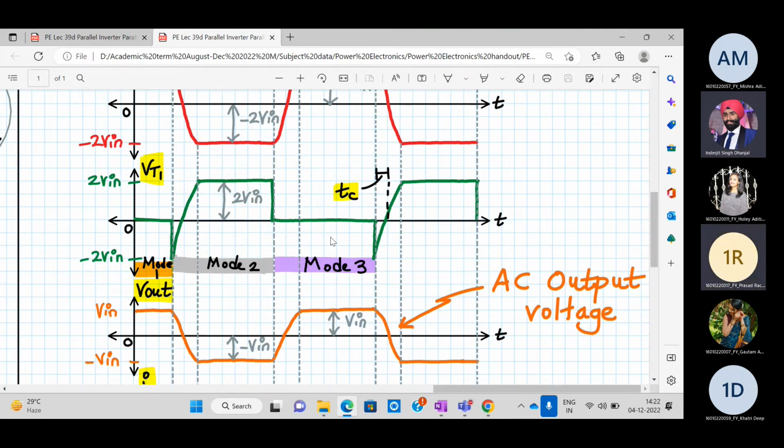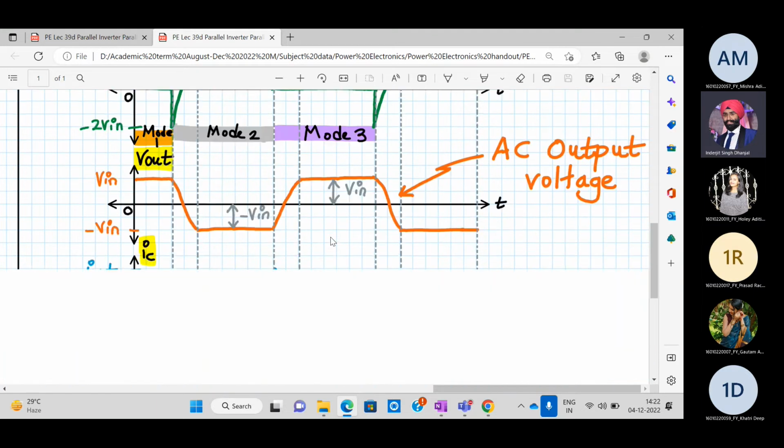Okay, fine. So tomorrow I will cover the commutation circuits.